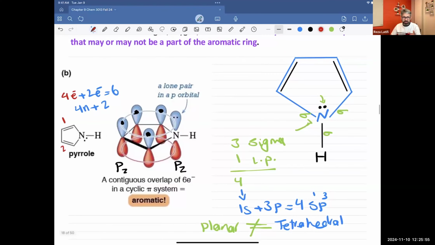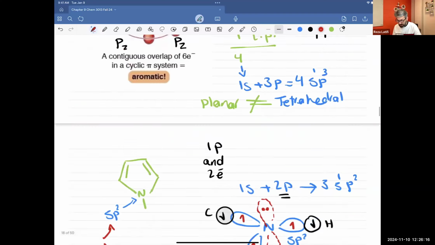Again, how do I figure out whether this molecule is aromatic or not? Ask yourself, how many electrons do you have? 4. Do we need to add the lone pair? If we add the lone pair, how many do we get? 6. So the lone pair will be part of the ring. In that case, your system will be aromatic.